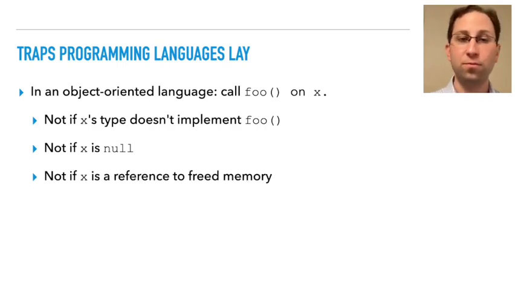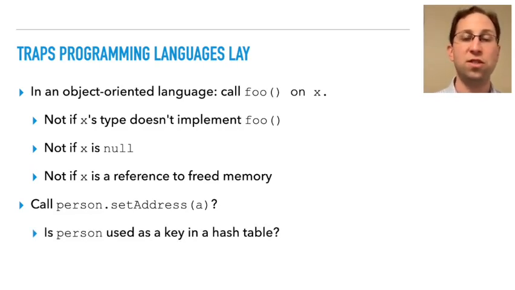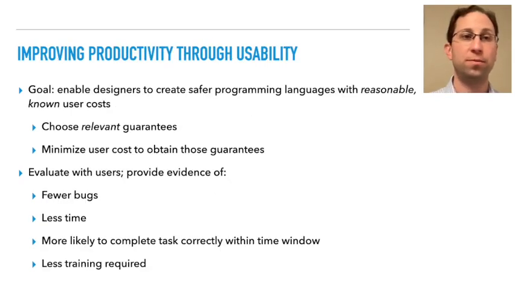Likewise, suppose you want to call setAddress on a person reference, but what if person references an object that's used as a key in a hash table? Mutating that object could corrupt the hash table.